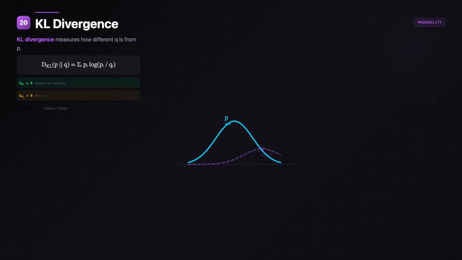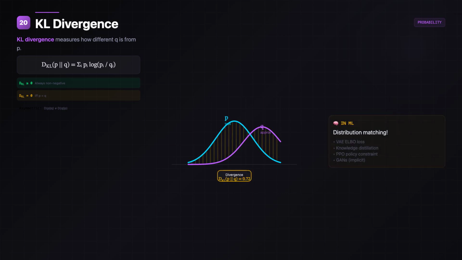KL divergence measures how different Q is from P. Always non-negative. 0 only when P equals Q. But it's asymmetric: D of P given Q is not D of Q given P. Used in VAEs, knowledge distillation, and PPO.